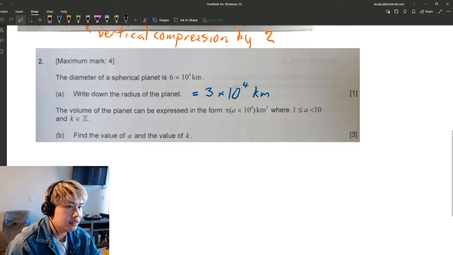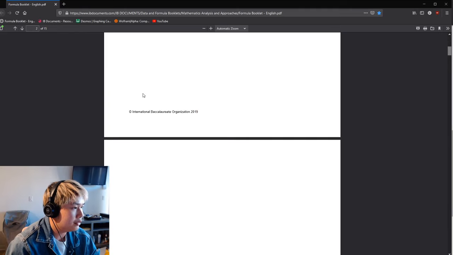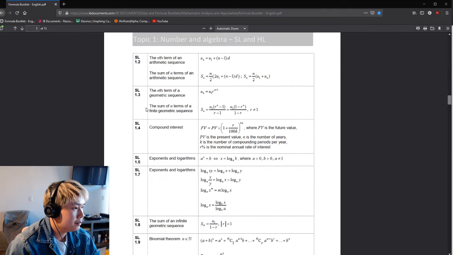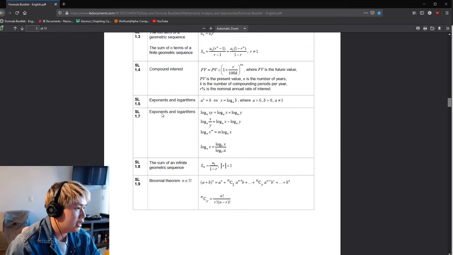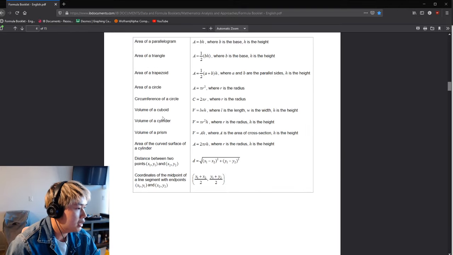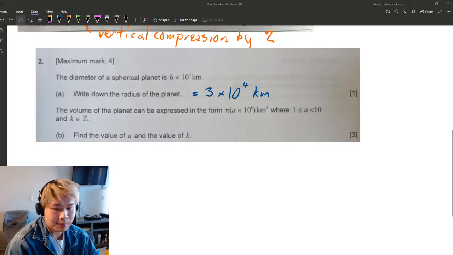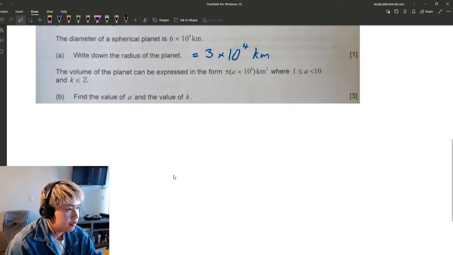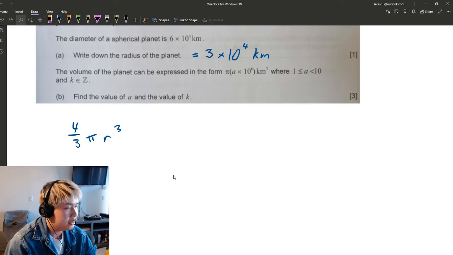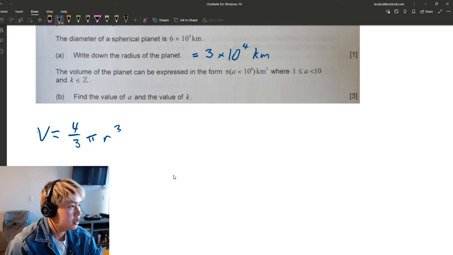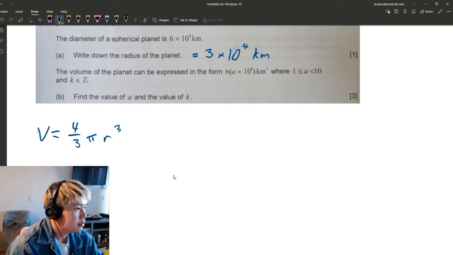Okay, so volume of a sphere. I honestly do not remember the formula for a sphere. So here's our formula booklet. Oh, I think it's in geometry, right? All right, here we go. Volume of a sphere. I'm pretty sure I know what it is, but someone in chat can tell me if I'm wrong. So 4 over 3 pi r cubed. This is volume of the sphere, right? Sure, let's just go with this and pretend that I'm right.